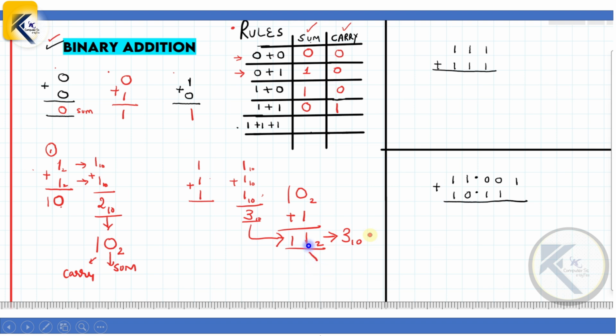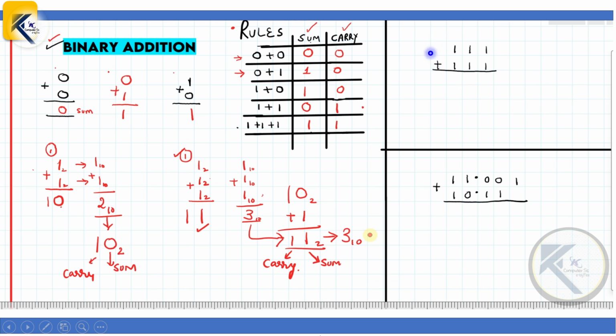Now the least significant bit 1 will become the sum and the most significant bit 1 will be taken as carry. So we will write this particular 1 here in the sum section and this 1 will be taken as carry to the next column. So sum bit is 1 and carry is 1 whenever we have the values 1 plus 1 plus 1 in binary. These are the binary addition rules which we must remember, and then we can add any number.